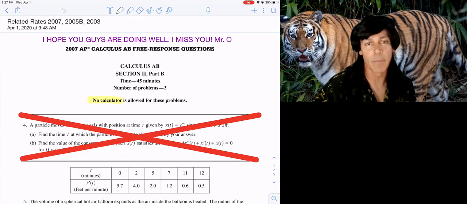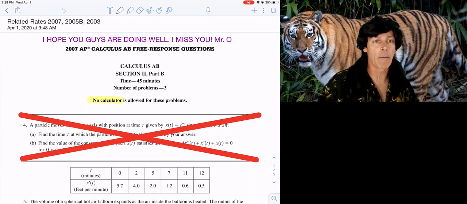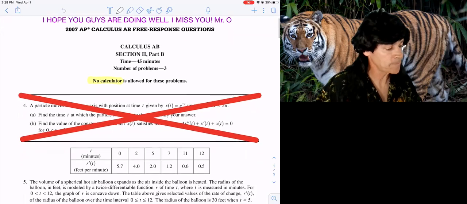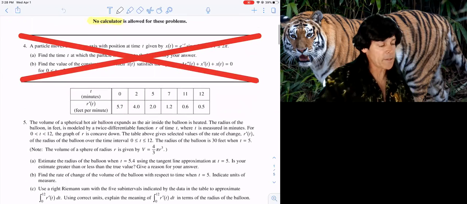We're going to work on a problem from the 2007 exam. And we've been talking about related rates. And so we're going to look at problem number 5. So let's just take a looky-loo, shall we? All right. Well, they give us a table.